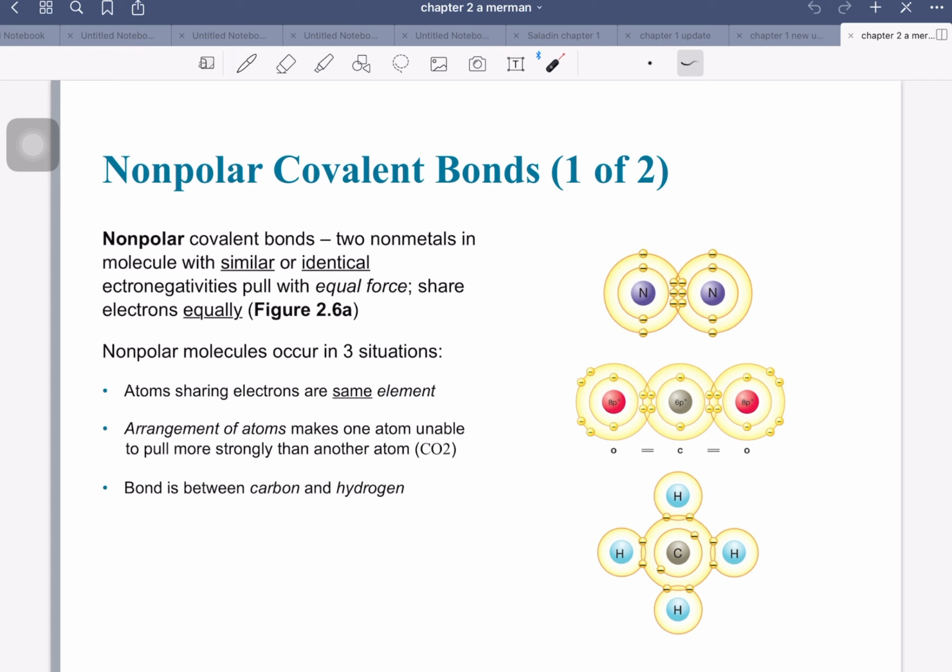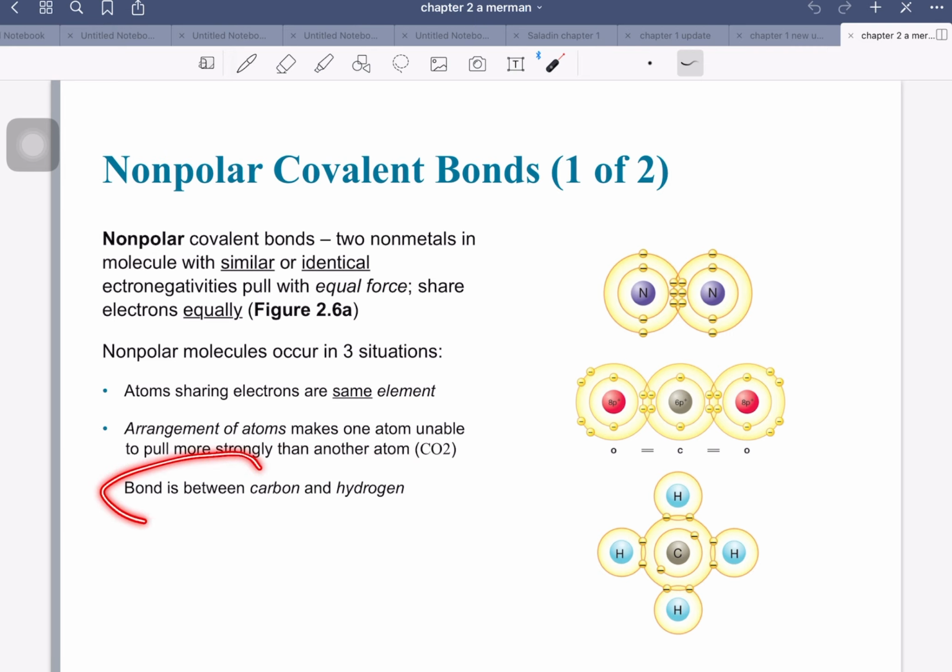Now, nonpolar molecules occur in three situations. The atoms sharing the electrons are the same element. The arrangement of the atoms makes one atom unable to pull more strongly than another, and if one pulls, it can make up for the deficit. Or the bond is between carbon and hydrogen.